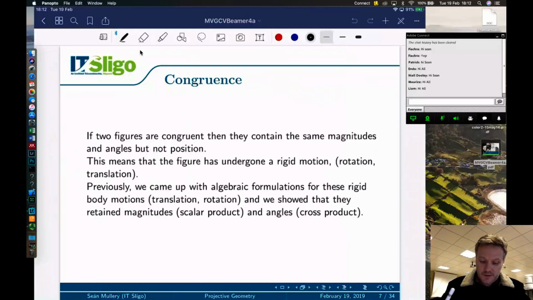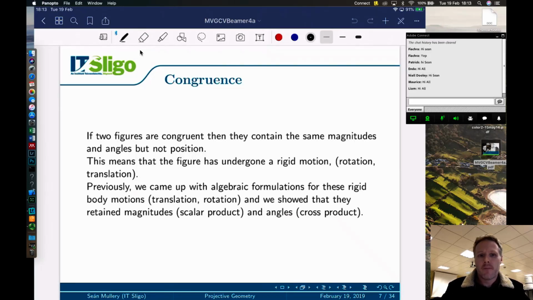So congruence is the algebraic or mathematical term for the rigid body motion that we mentioned previously. Of course, the rigid body motion makes a lot of sense to us intuitively, whereas congruence is very much just a mathematical term. If two figures are congruent, then they contain the same magnitudes and angles, but not position. In other words, it's moved to another position, and that means that it could have rotated and it could have translated. Okay, so rotation and translation, or the rigid body motions, are covered by this.